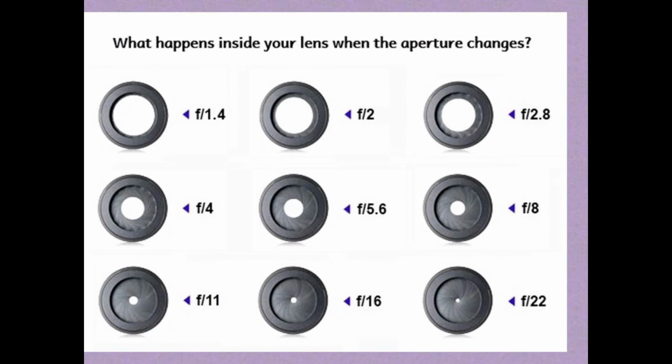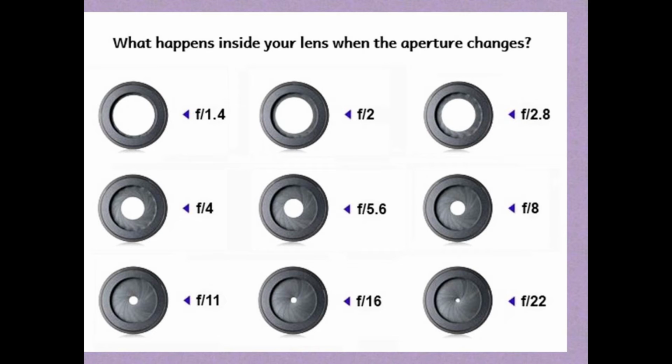Now, what happens inside your lens when aperture changes? It looks like this. f1.4 is the maximum opening in this example. If you go one stop smaller, it will be f2 and it will be closed one stop. Two stops down, it will come to f2.8 and so on. And the smallest is f22 in this example, which is the minimum opening of the aperture.